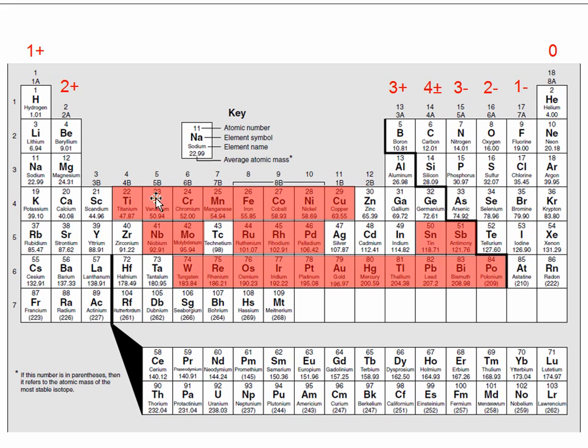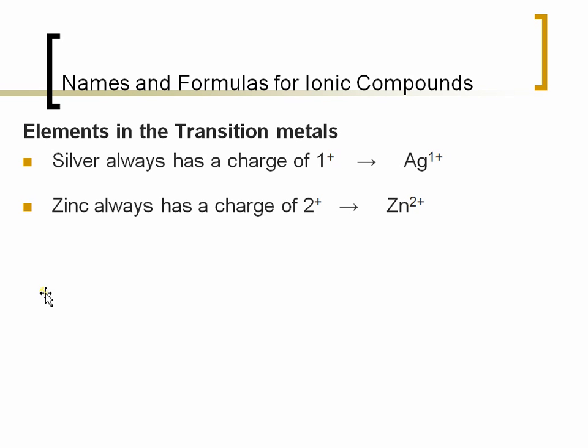The ones in red have more than one oxidation number. That means, for instance, cobalt could be a +2 or a +3. But before I move on, I want to make sure I address a few specific ones. One of them is silver. Silver is always going to be a +1, and zinc is always going to be a +2.